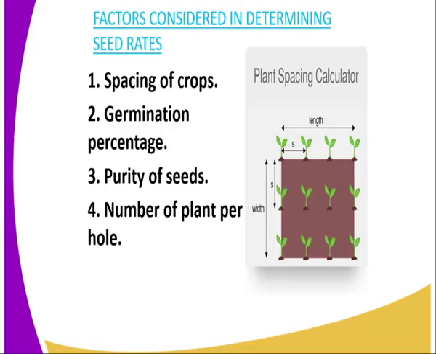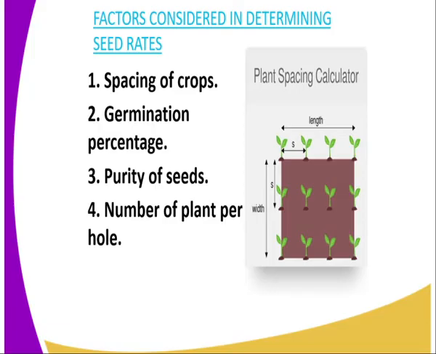Then we have the third one, purity of the seed. When you use pure seeds, it means that you will require a low seed rate. When you use impure seeds, high seed rates will be used.